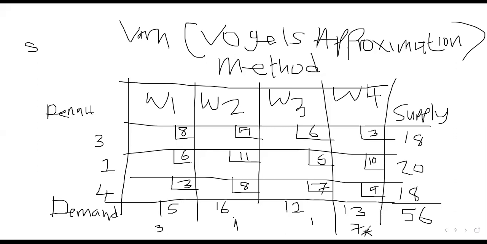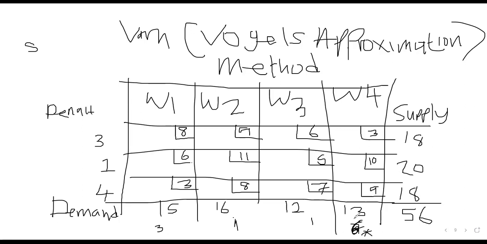Sorry, Mr. Stanley. Yes, Mr. Stanley, please. You said we're subtracting the smallest numbers there, the two smaller numbers in a given row or column. On the W4 there, isn't it supposed to be 9 minus 3, which is 6? Okay, so thanks very much for that observation. It's supposed to be 6. You're right. So the highest penalty is 6. So this is where we start.